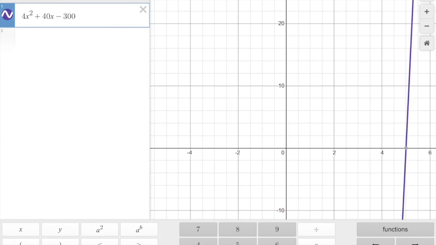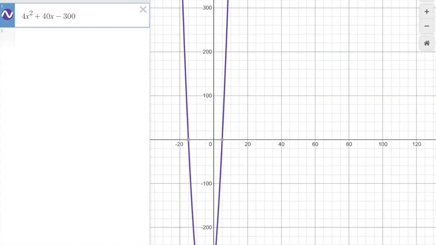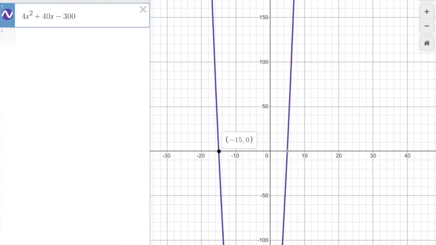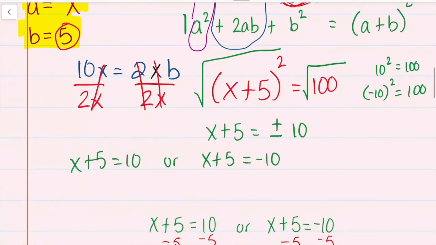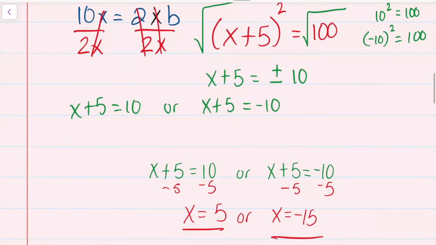But you don't need the 0. You can just look at this. So now, look at your parabola. Isn't it crossing through negative 15 and 5? It's crossing through negative 15 and 5. So that means that my answer has to be negative 15 and 5. Just like in my multiple x's here. And that's how you do it.